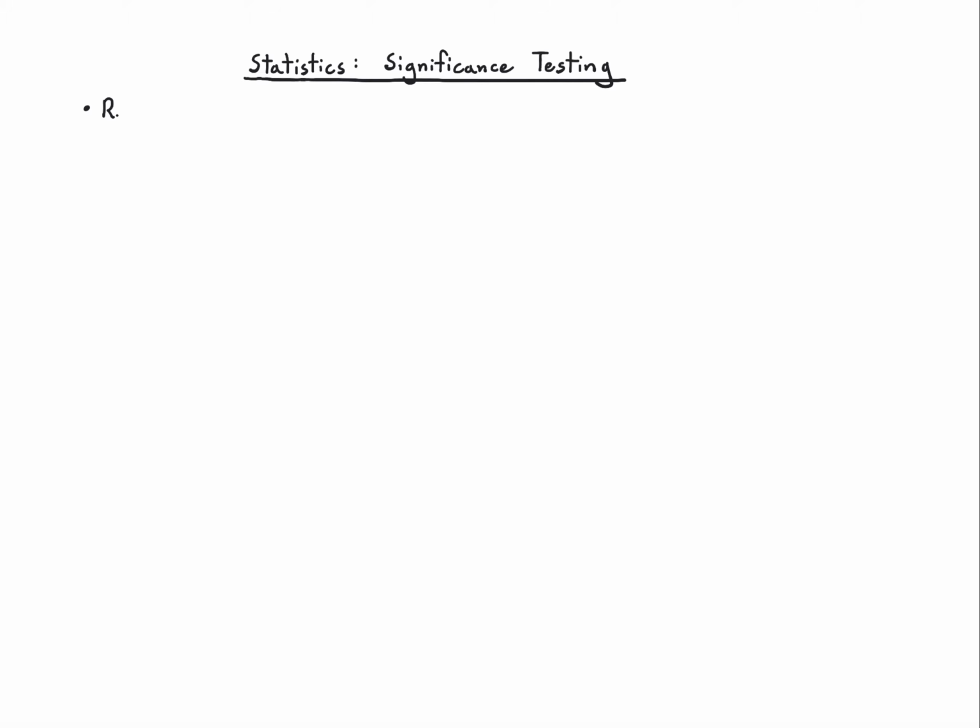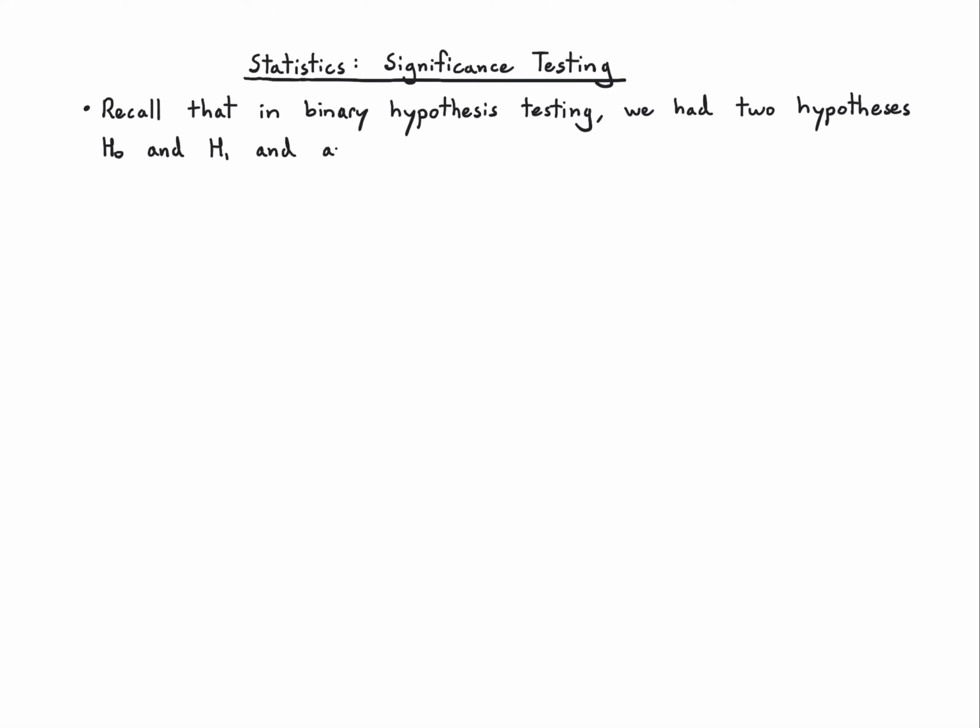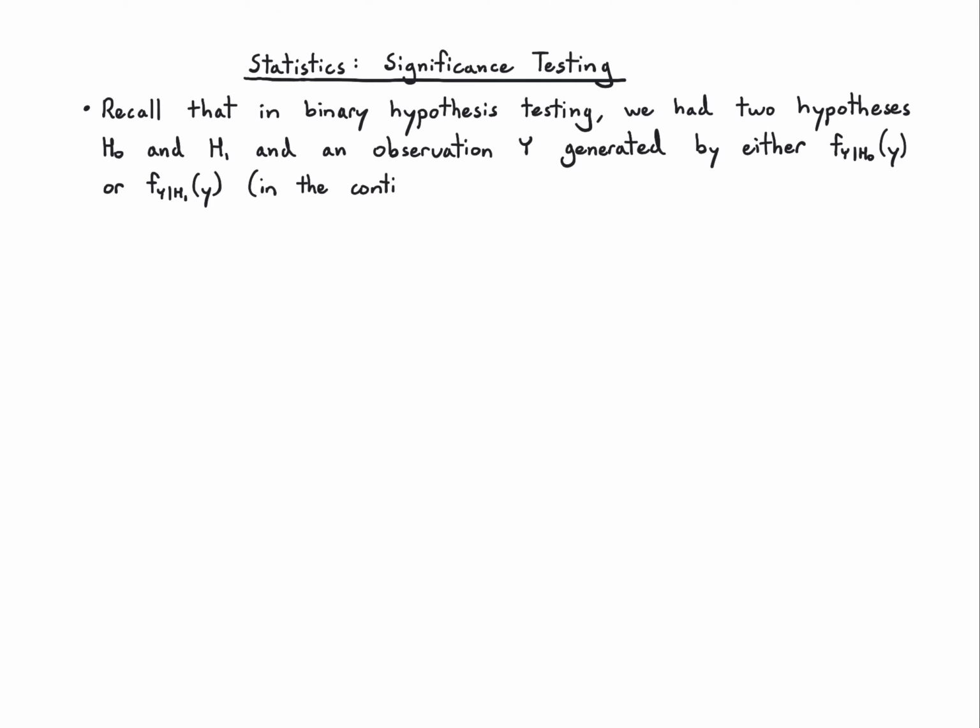what people mean when they say that. So recall that in binary hypothesis testing, we had two hypotheses that we called H0 and H1, and we had an observation Y that was generated either by the conditional probability of Y given H0 or the conditional probability of Y given H1 in the continuous case. And for everything we're going to say today, we're going to stick with the continuous case. We were using Y then to decide whether H0 or H1 occurred.